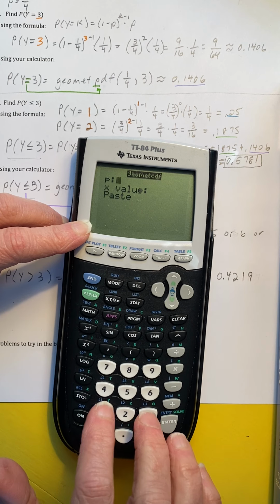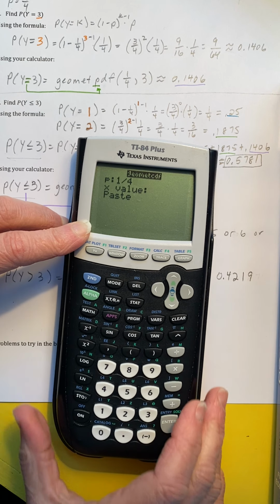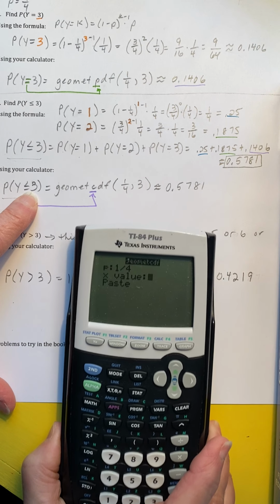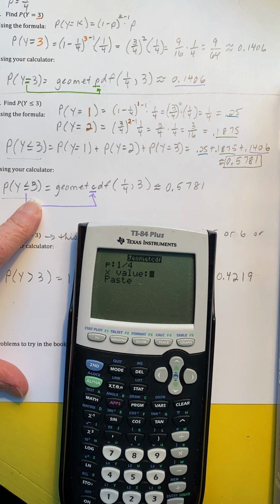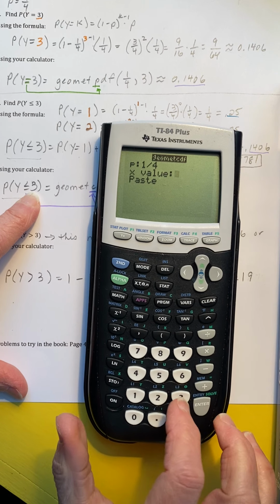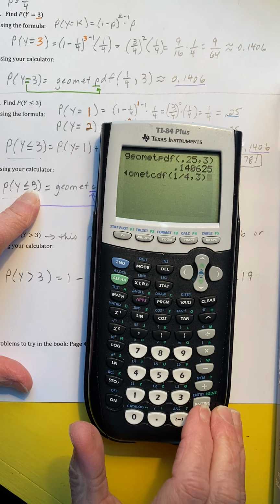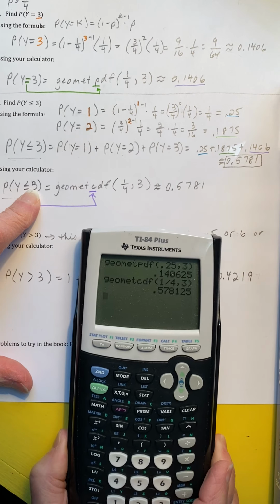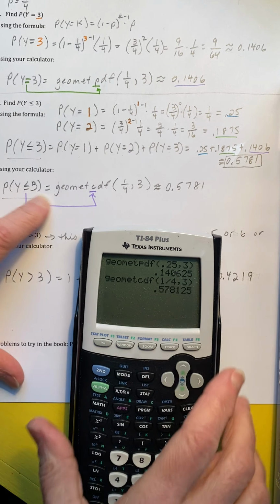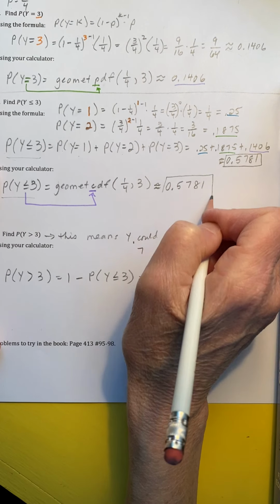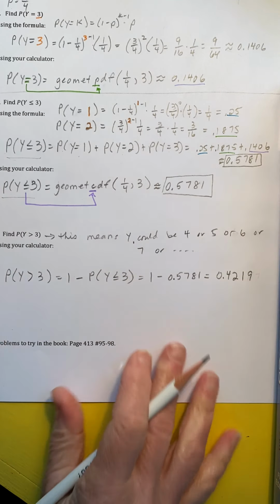We're going to put in, I'll do 1 as a fraction this time, 1 divided by 4. Scroll down. We're interested in 3 being our equal sign, so 3 is our upper boundary because the outcome of 3 is included. Hit paste, and it's the very number we just got, 0.5781. So we're good there. Came out the same. Otherwise, if it didn't, it was a sign I did something wrong.